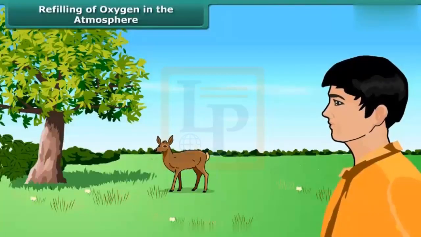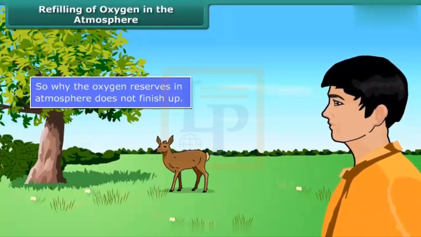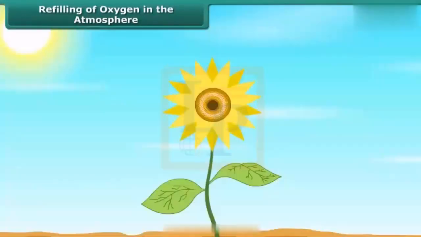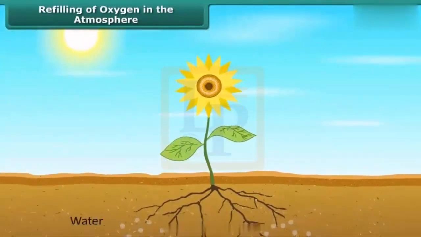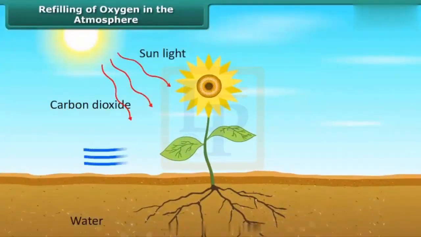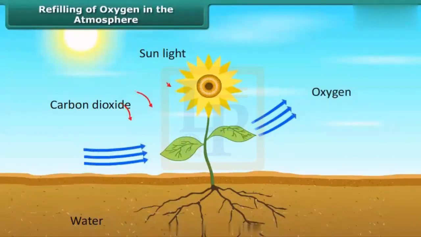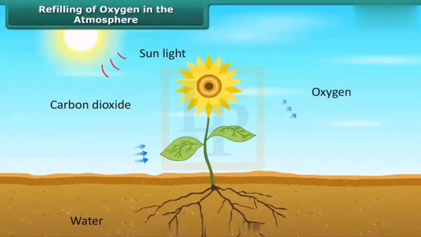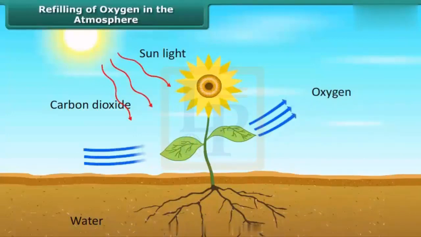Several billions of humans, animals and other organisms are consuming huge amounts of oxygen from the atmosphere every day. So why do the oxygen reserves in the atmosphere not finish up? Do you know how? The plants produce oxygen during photosynthesis. This oxygen is released in the atmosphere. Plants also consume oxygen for respiration, but they produce more of it than they consume. So the plants silently save us from dying without even being noticed.